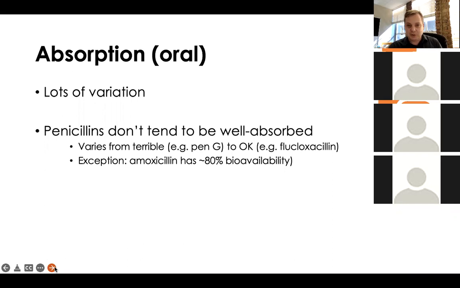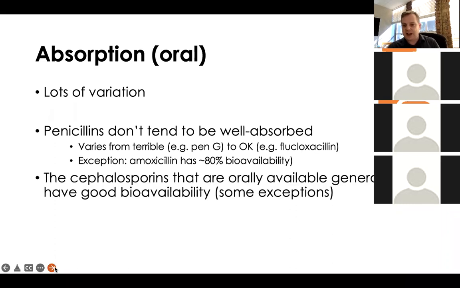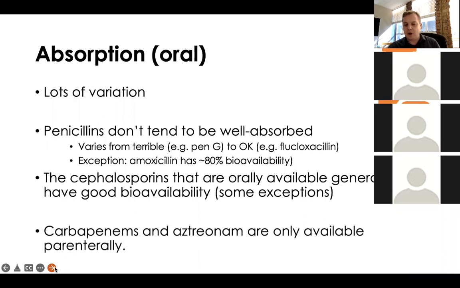And some of them can't be given at all. Flucloxacillin is somewhere just short of half, so it's not that great. The cephalosporins tend to be a bit better, whereas the carbapenems and the monobactams, they're only available intravenously. So in general, if you had to guess, if you know it's a penicillin, you'd say it's probably not that well absorbed. Whereas if it's a cephalosporin and you know it can be given orally, because not all of them can, then your good guess would be that it's better, and you at least can probably get away with it.